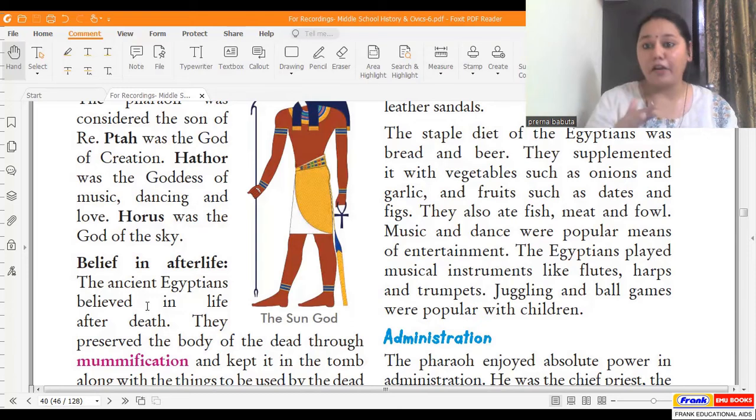And whenever a pharaoh or a king was buried, he was buried with a lot of jewelry, a lot of money, things like that. So he had a lot of things in abundance that were buried along with a mummy. Okay. Should we move ahead?